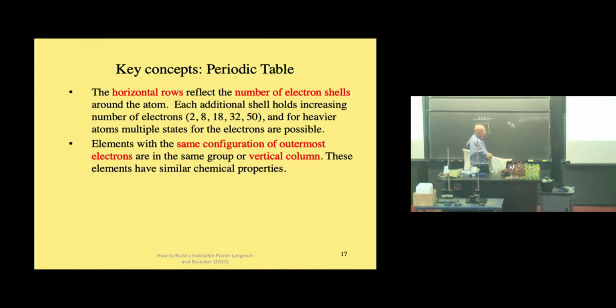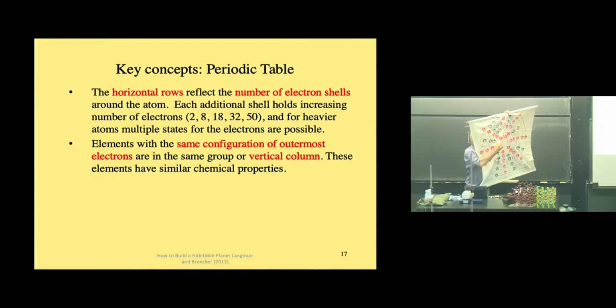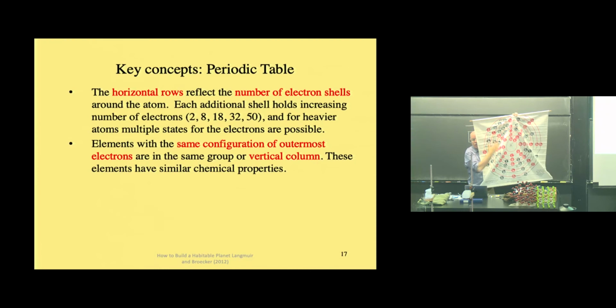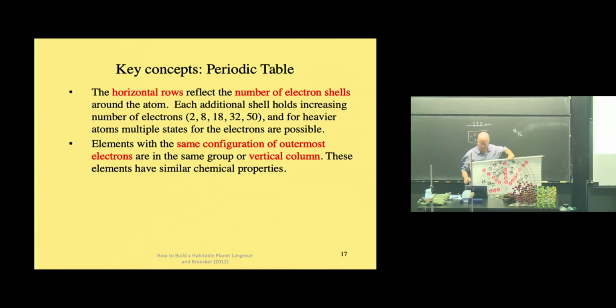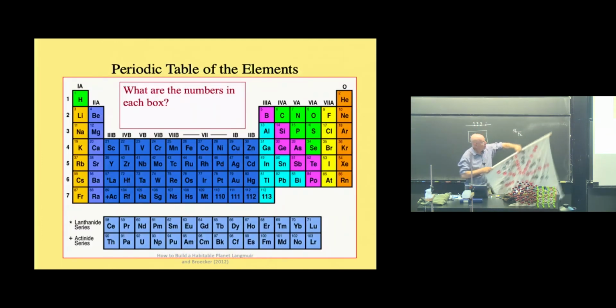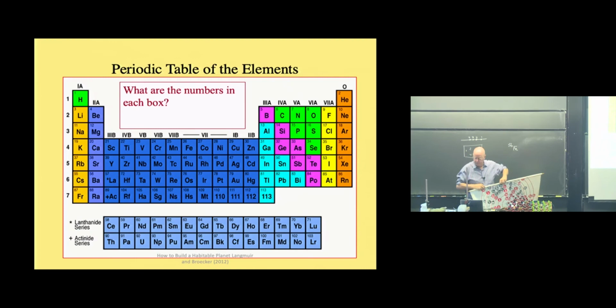And each additional shell holds a larger number of electrons, so you had only 2 here and 8 there, and you get more and more as you go out further because you're farther and farther from the nucleus, and you can fit more in. And elements with the same number of electrons in their external shell are lined along these vertical lines and have similar chemical behavior: hydrogen, lithium, sodium, and so on.